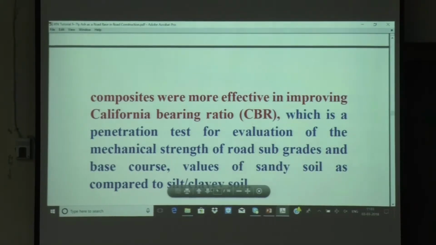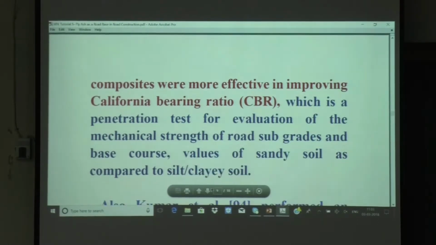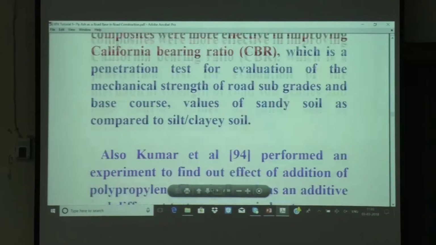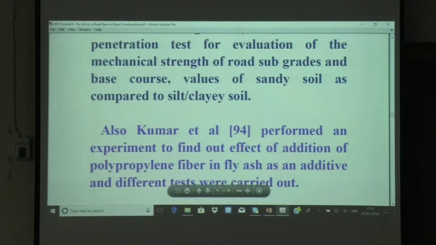So CBR is the California bearing ratio. It is worth looking into that when you have time. And it's a very good test for evaluation of mechanical strength of road subgrades and base course and values of sandy soil compared to slate clay soil. What does sandy soil mean? Have you heard the name sandy soil?